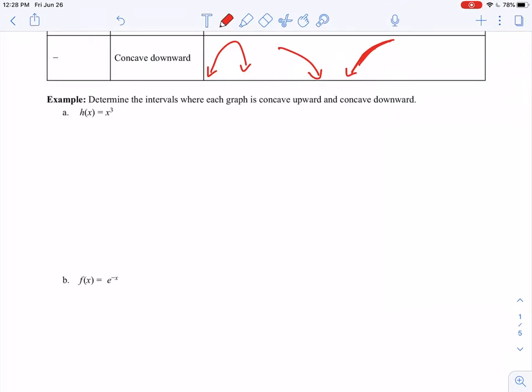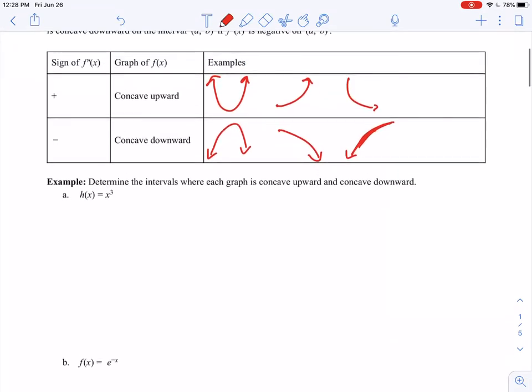First up, determine the intervals where each graph is concave upward and concave downward. I have h of x equals x cubed. So if I want to determine where the graph is concave upward or concave downward, I'm trying to determine the concavity of the function. If I want to talk about concavity, I need the second derivative. So in this case, I need h double prime of x. So h prime of x, I need to find the first derivative first. My first derivative would be 3x squared. And once I have that, I'm going to take the derivative again. Second derivative, h double prime of x.